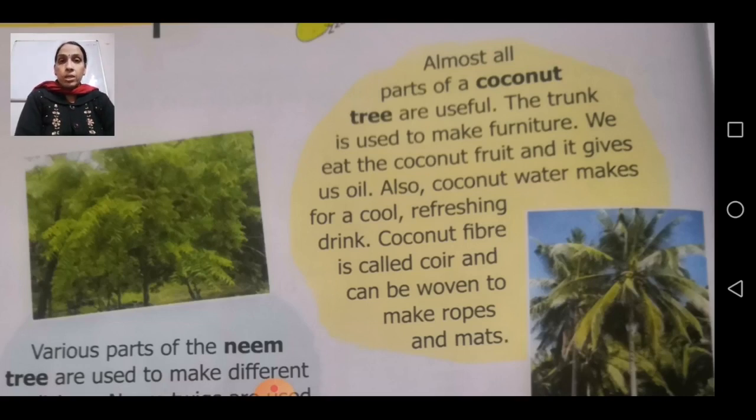First, the trunk. Now the trunk is used to make furniture. Next we eat the coconut fruit and it gives us oil. Oil we are getting from that raw coconut only. Also coconut water makes for a cool refreshing drink.